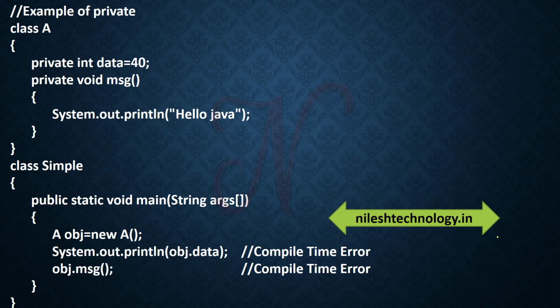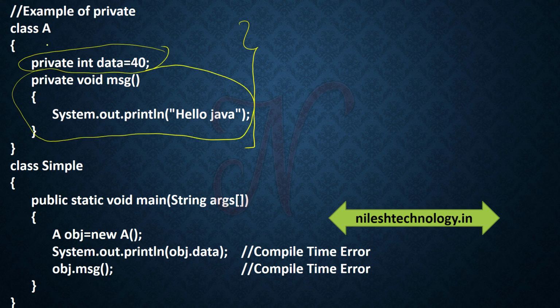Next, this is an example of access specifiers using private. This is my class A, and I define int data equal to 40 as private, and this function is also private. But in a simple class, the outside class, in the main method you create an object of class A and try to access the data variable or the message function, then a compile time error will be generated, because a private variable or function cannot be accessed outside the class. Students, you can test this code on your machine.